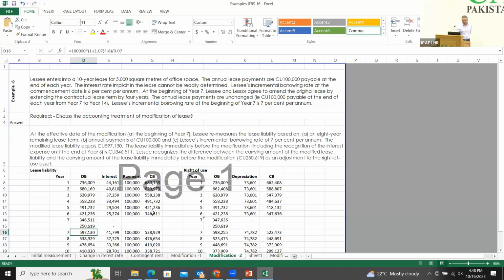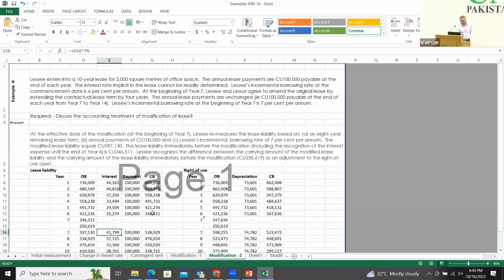5,97,130. And this is your carrying value, 3,46,511. The difference of 2,50,000 will be adjusted with the right of use and the lease liability. As there is an increase, so right of use debit, here is 250,619, right of use debit, lease liability credit, and onward there is your 7% interest rate.